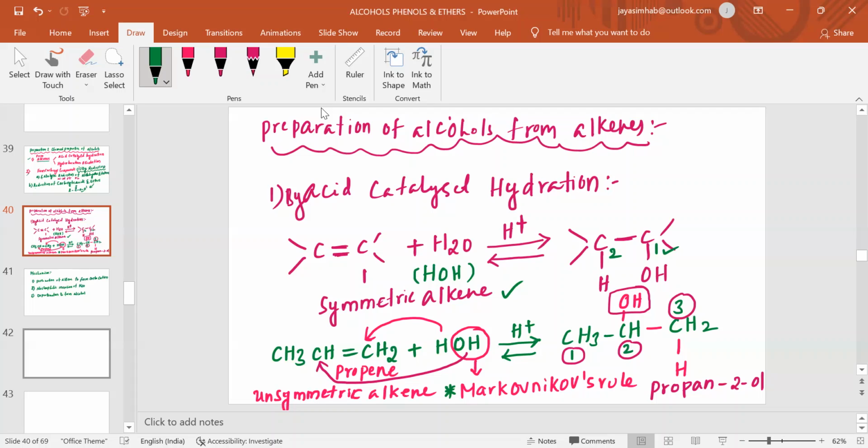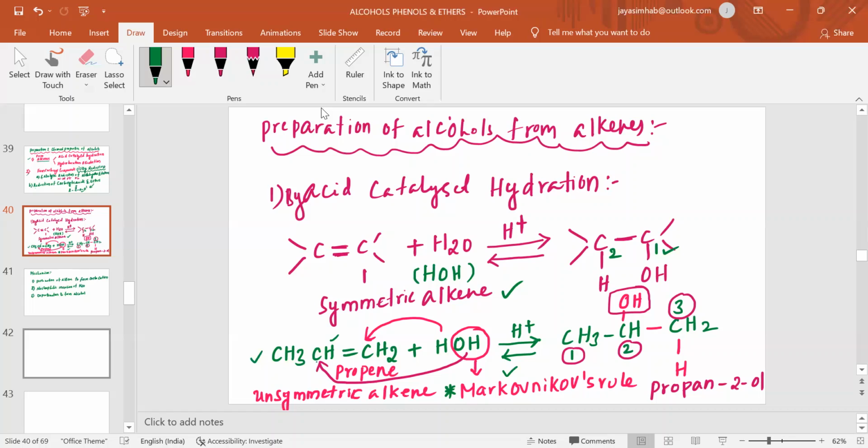But in the case of an unsymmetric alkene, what I'm showing here, suppose you take propene, prop-1-ene, you can say addition of the hydroxyl group in the case of hydration in the presence of acid as a catalyst will have a choice. It will follow Markovnikov's rule. According to Markovnikov's rule, the hydroxyl group will choose the unsaturated carbon with the lowest number of hydrogen atoms.